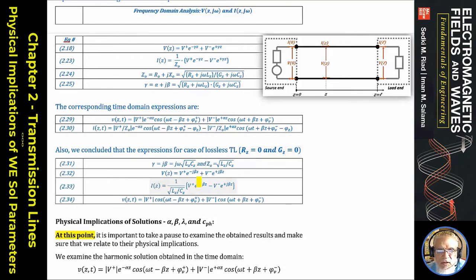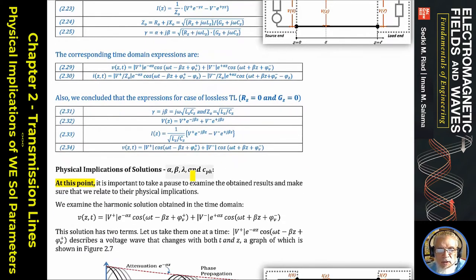The V plus is equal to V plus e to the minus j beta z, and V minus e to the plus j beta z, and the I likewise. If we look at the time domain now, look at this. This e to the minus alpha z is gone. So we have that V plus cosine omega t minus beta z, plus V minus e to the plus alpha z is gone, it's only cosine. All right, so that all was done last lecture. We are putting it here back as a review.